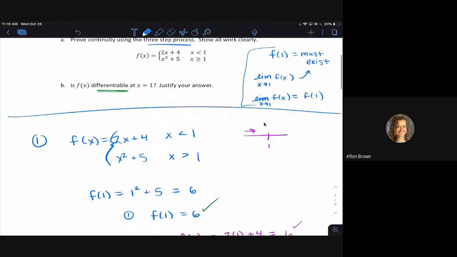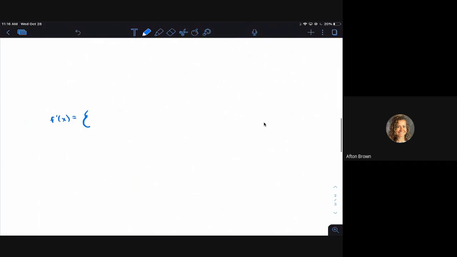2, right? Because the derivative of 2x plus 4 is 2. What is the derivative of the second piece? Whoops, I wrote that wrong. First piece was just 2. The second piece is 2x. Are you guys okay there? Notice one thing. Right now, I do not have an equal to bar. I don't know if the derivative exists at 1. I need to check to see if it exists at 1.